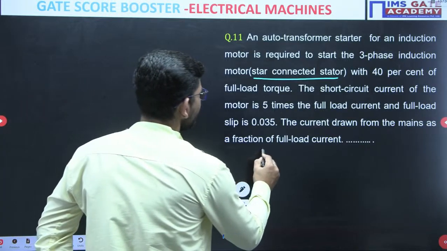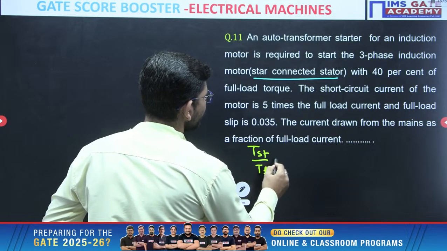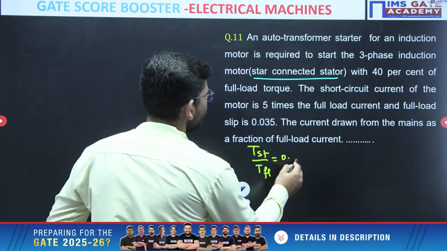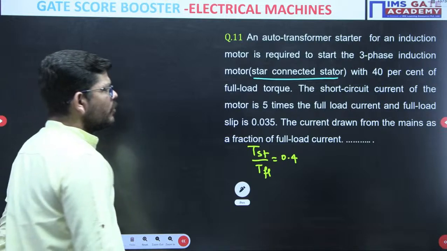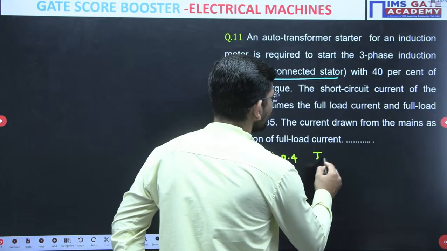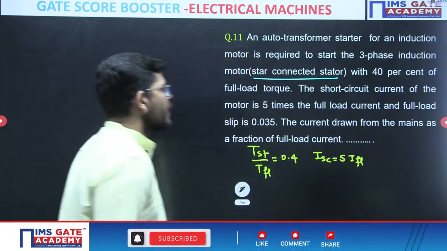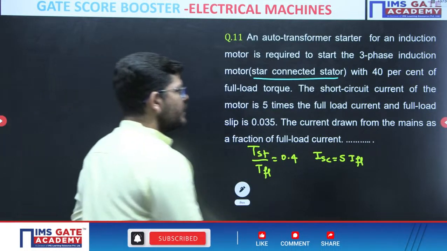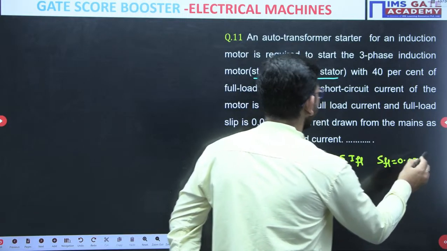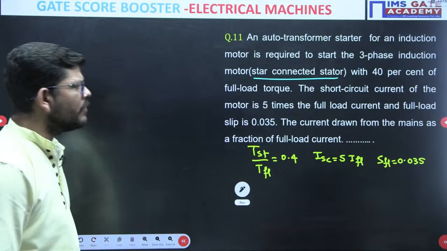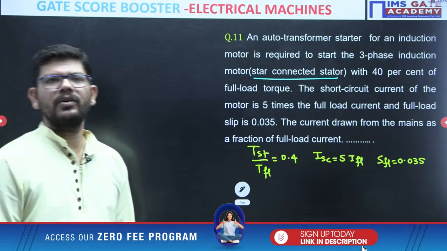So we have been given that starting torque to full load torque, this ratio is 40% or 0.4. The short circuit current of the motor is 5 times the full load current, and full load slip is 0.035. So SFL is 0.035. The current drawn from the mains as a fraction of full load current, okay.